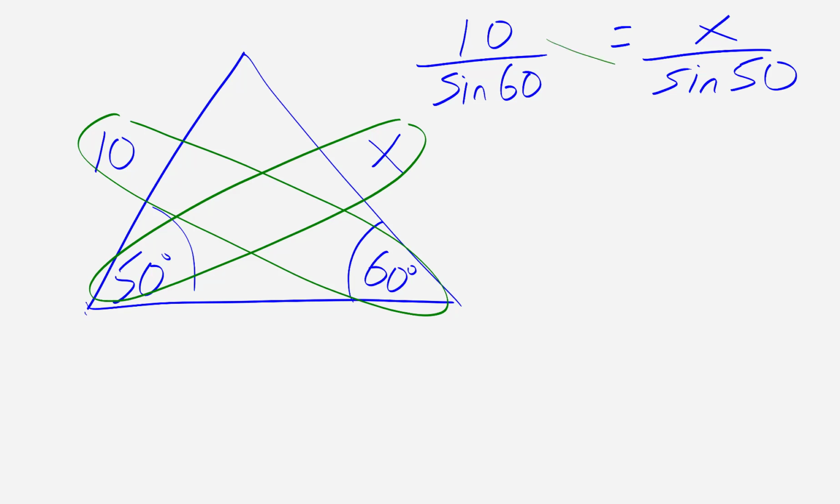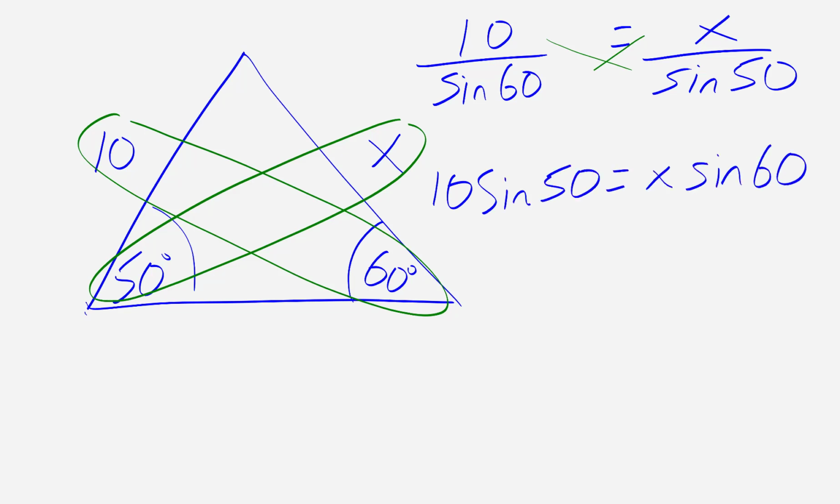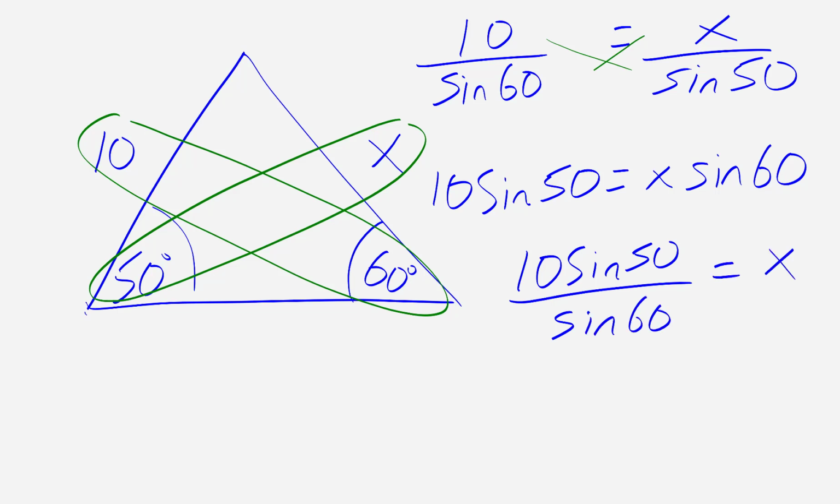The way most people generally solve that is by cross multiplying to get rid of the fraction. So 10 times sine 50 is equal to x times sine 60. Then to get x on its own, you divide by sine 60. So 10 times sine 50 divided by sine 60 is equal to x. Then the calculator finishes it off for you. To two decimal places, that will be 8.845, so 8.85 would be the answer there.